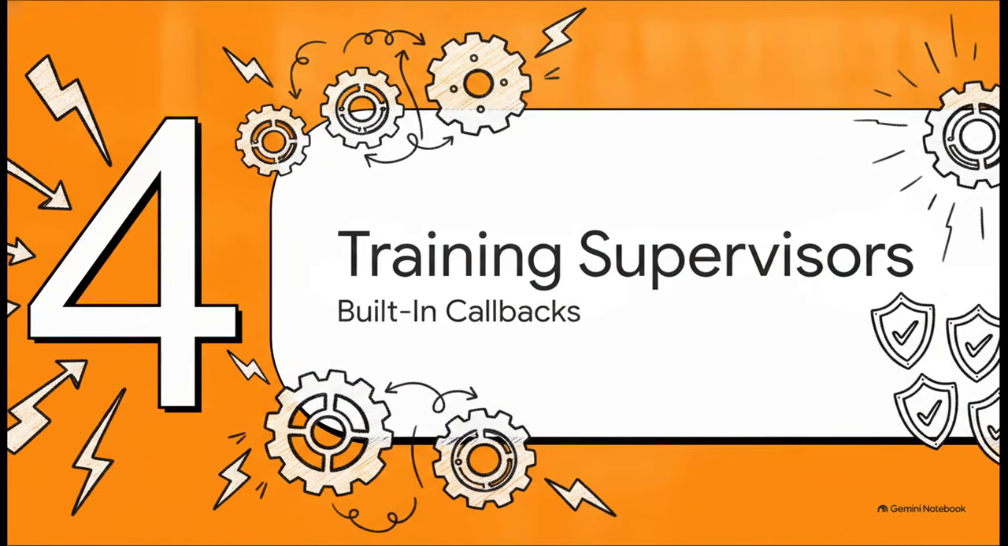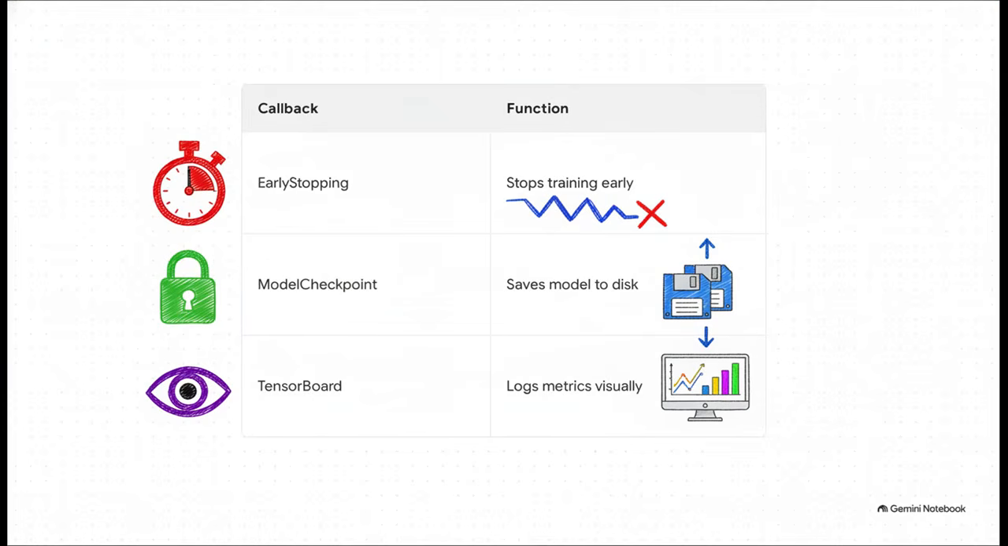Okay, Section 4, Built-in training supervisors. Out of the box, Keras provides these specific callbacks that honestly give you immediate superpowers. Take EarlyStopping, for example. This is a massive time and money saver. It monitors your metrics, and if your model stops improving, it literally just halts the training automatically, saving you tons of expensive compute.